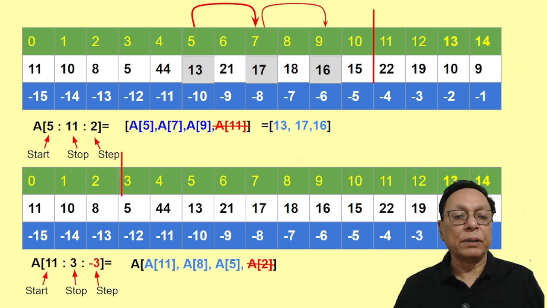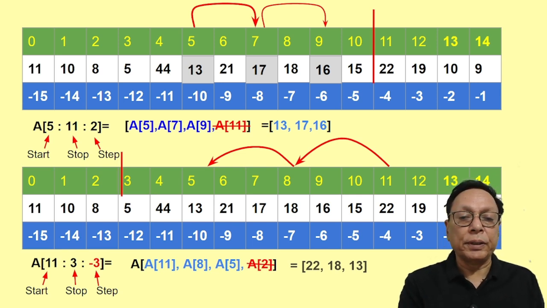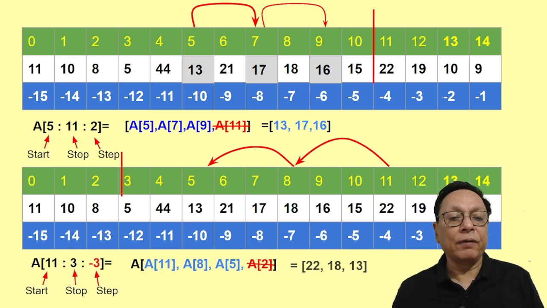So we jump like this. So here this is the slice, 22, 18, and 13, because we are moving right to left. So 22 is the first value, 18 is the second value, and 13 is the third value, and A2 will not be considered.